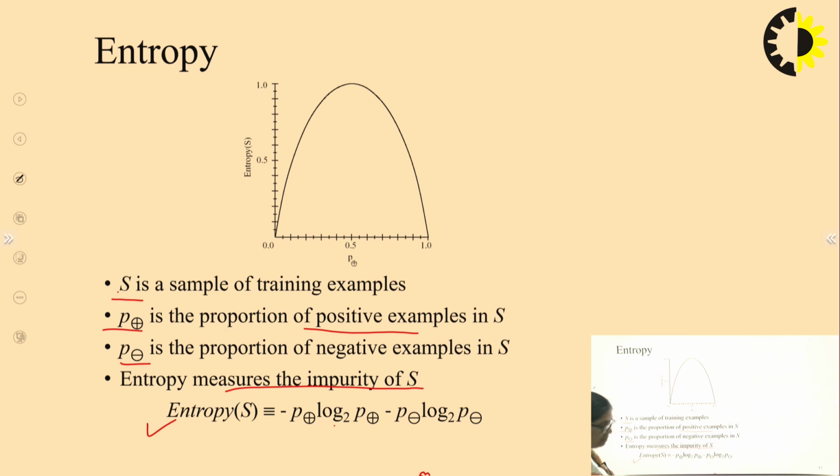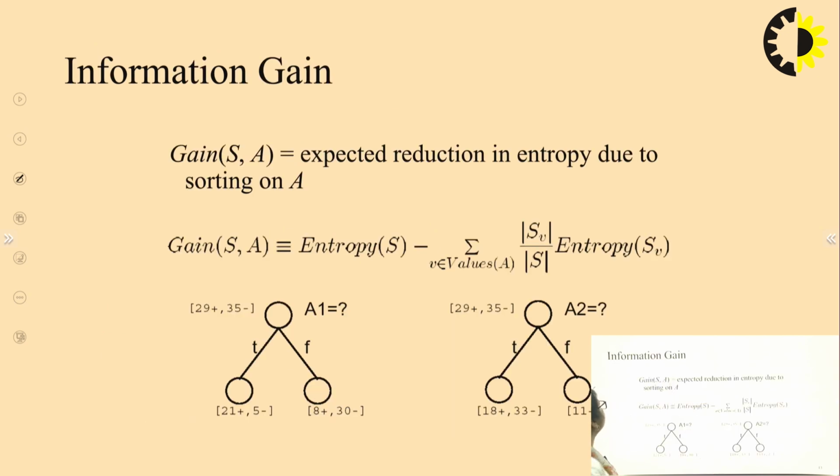Now what will we measure? We will measure the information gain of each attribute. So what are my attributes that I considered on the last slide? That is the A1 attribute and the A2 attribute. I have two attributes here. The first attribute is A1, the second attribute is A2.